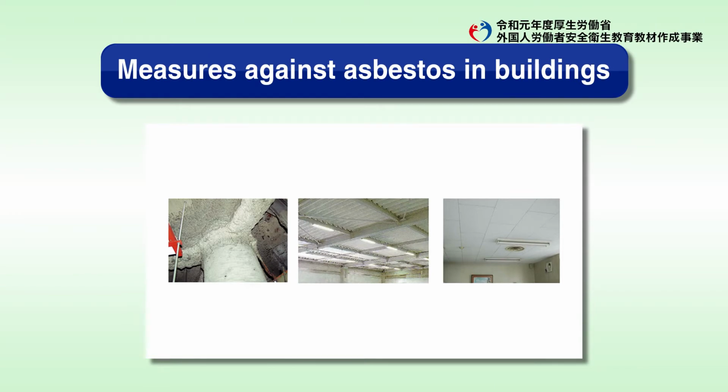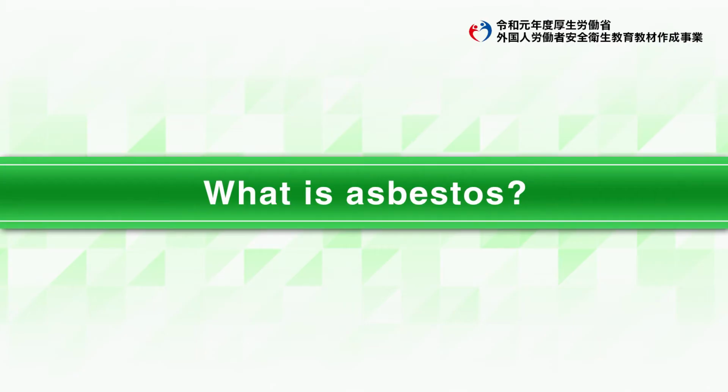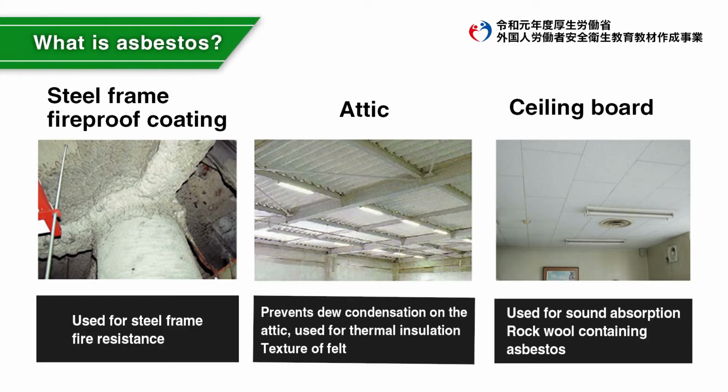When asbestos is used in a building, appropriate measures must be taken, such as demolishing the building and containing the asbestos, because the people who use it may put their health at risk. Asbestos is a type of naturally produced mineral.